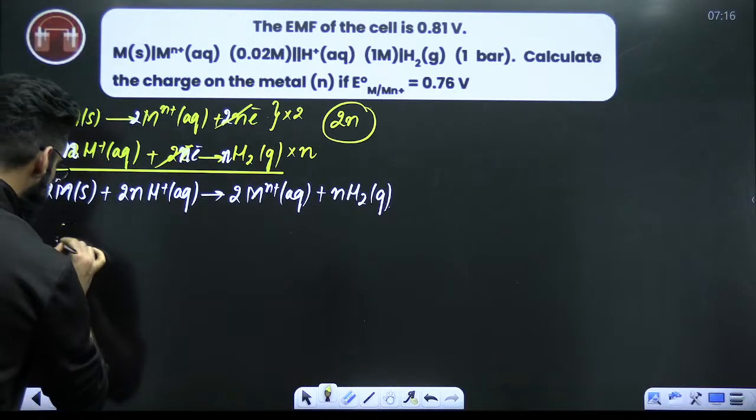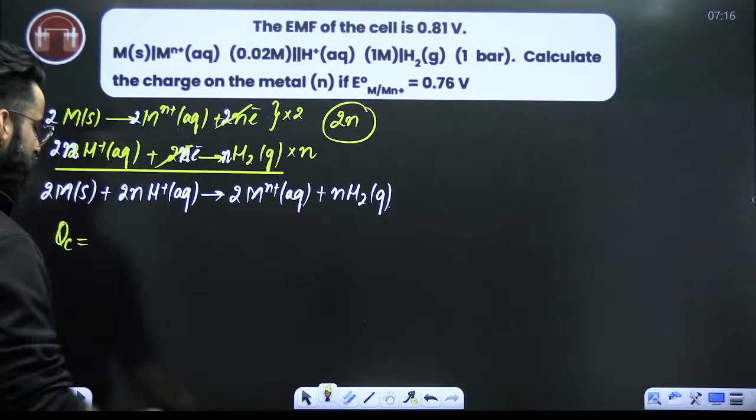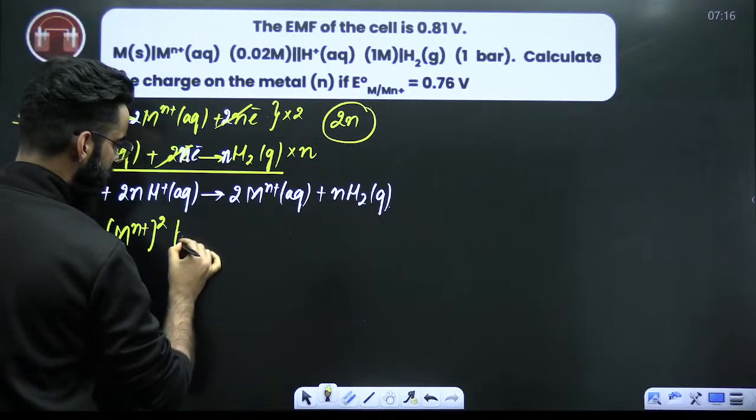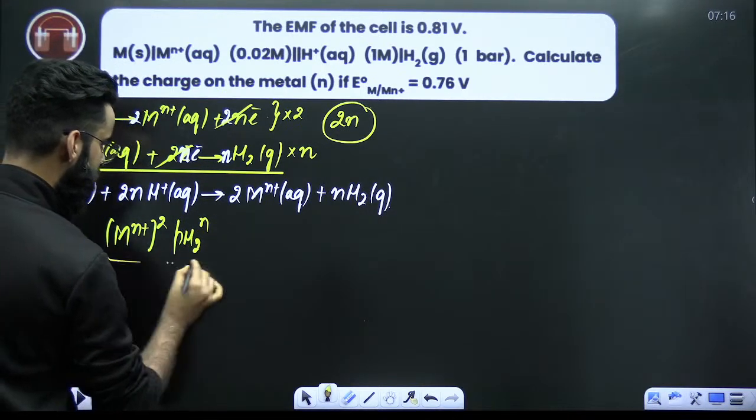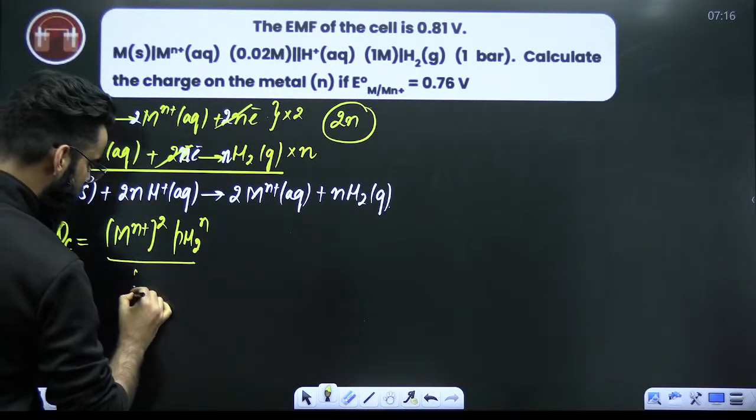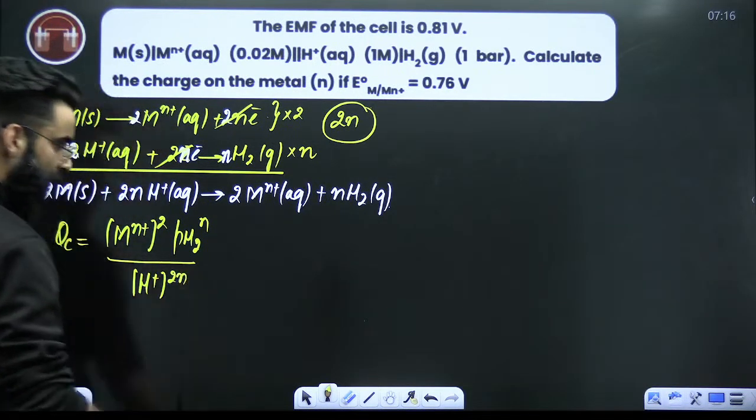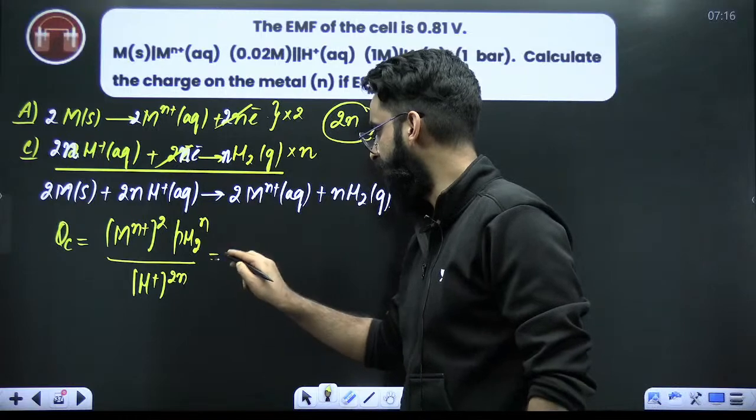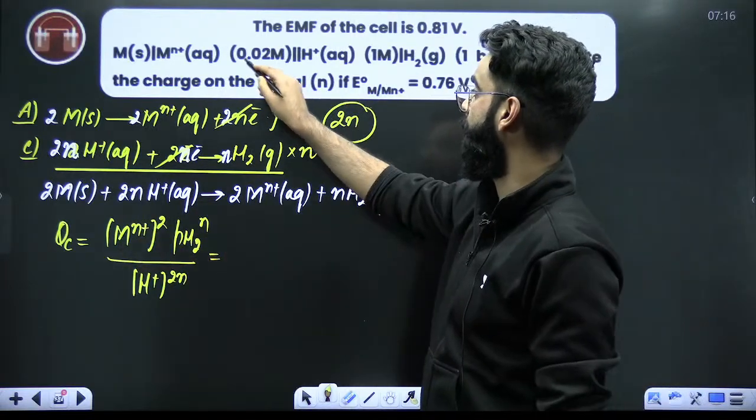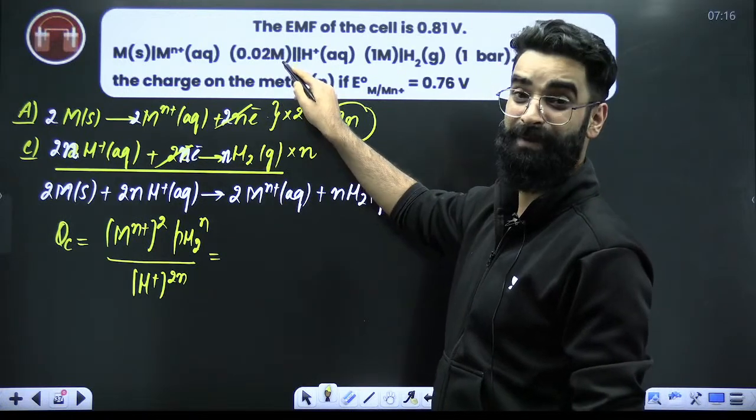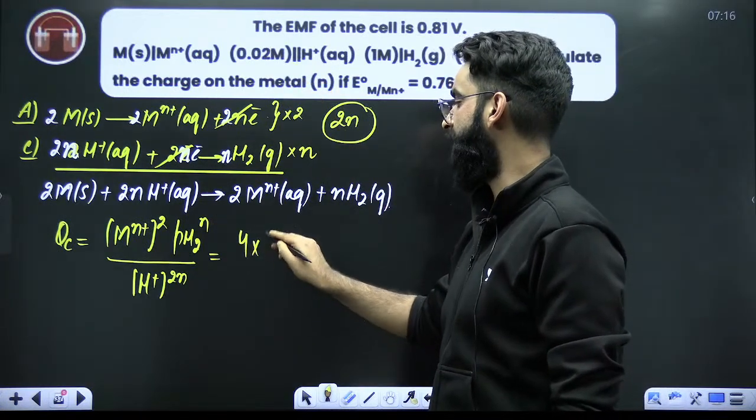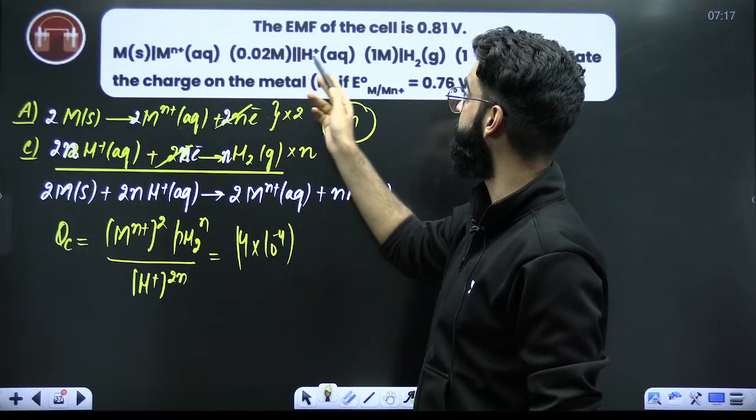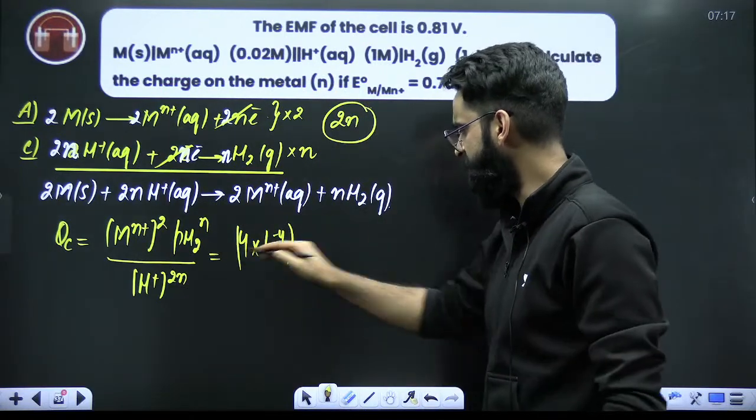Now, tell me one thing, whether you can write the expression for QC or not. Absolutely. It's going to be concentration of Mn positive raised power stoichiometric coefficient 2, times partial pressure of H2 gas raised power stoichiometric coefficient n, divided by H positive concentration raised power stoichiometric coefficient 2n. The metal is solid, so leave it. This is how you write QC. Now tell me, whether the concentration of Mn positive is given or not. 0.02 molar, which means 2 into 10 raised power minus 2. Raised power 2 means 4 into 10 raised power minus 4. Partial pressure of H2 is 1, concentration of H positive is also 1, and 1 raised power anything is 1. So QC value I directly got.